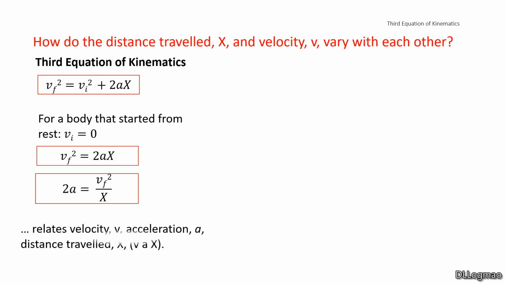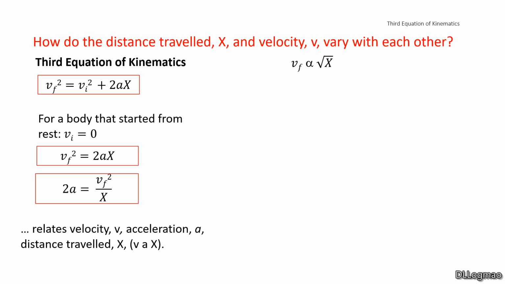It relates the velocity, acceleration, and distance traveled. V² = 2as. So what does the third equation say about the relationship between velocity and distance traveled?